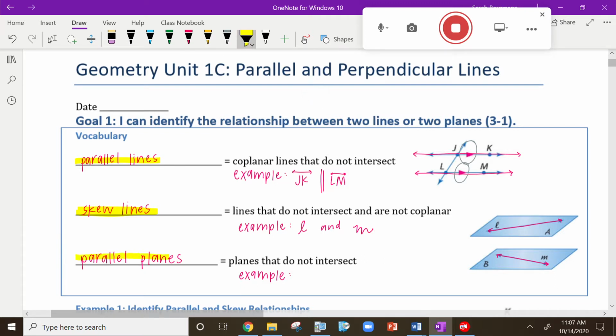Finally, we have the word parallel planes. These are planes that do not intersect. For example, plane A and plane B.